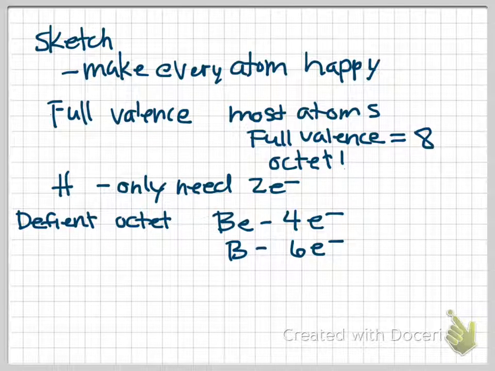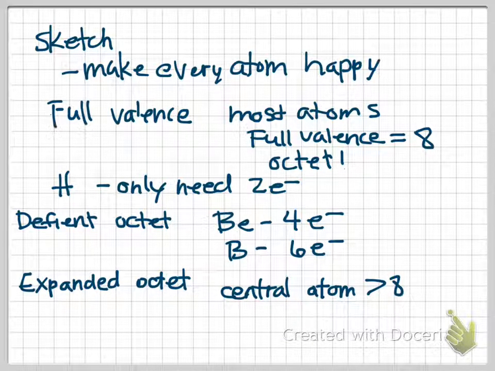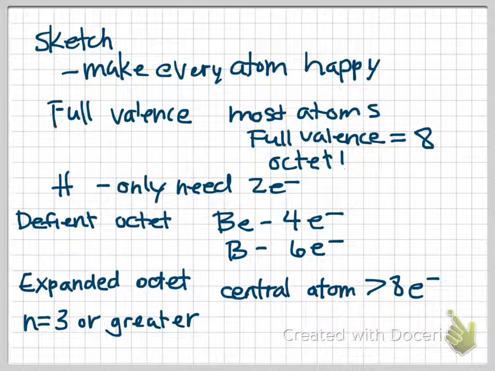And then we can have what we call an expanded octet. And we'll explain that in a follow-up video, which means that the central atom has greater than 8 electrons, and this can happen for n equal 3 or greater. We have to have a D subshell for this to happen.